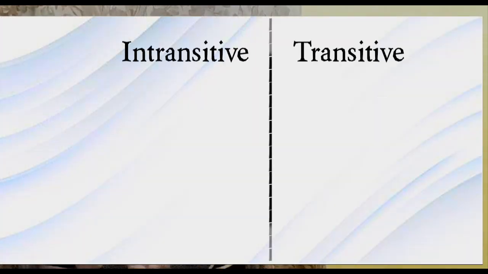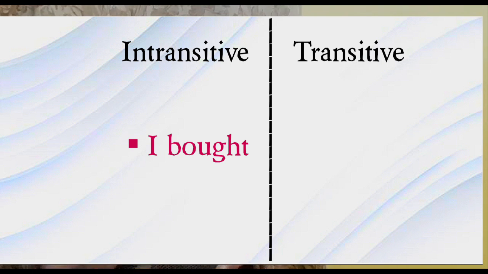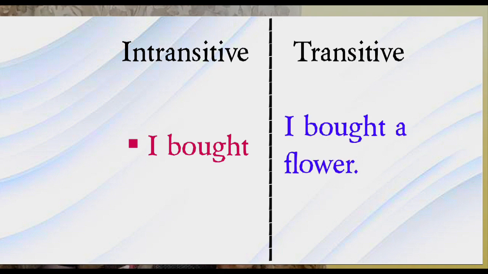Sometimes a particular verb can be used both in transitive and intransitive manner. For example, if I say I bought, now I bought is intransitive. Now what will be the transitive? I bought a flower. Because see, in intransitive I am just mentioning I bought. There is no object mentioned. But in transitive I am saying the same thing by mentioning an object, like I bought a flower.